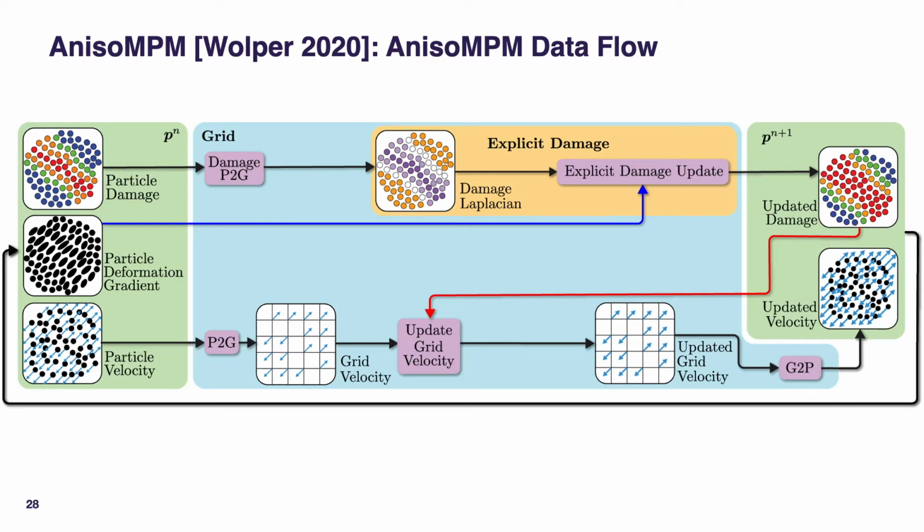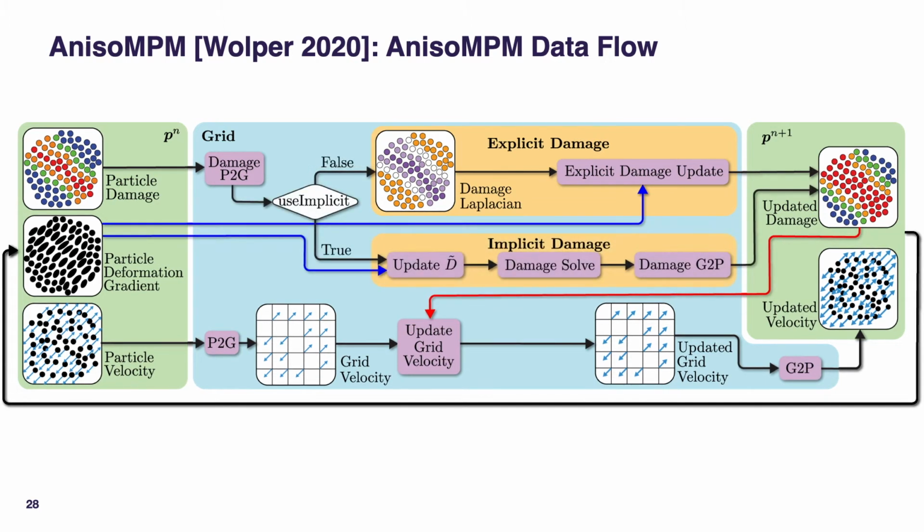We use the current particle deformation gradients to update damage, and then damage is used to update grid velocity through elasticity degradation. In AnisoMPM, we also present a method for evolving damage using implicit time integration, using a similar data flow. And finally, note that our inextensibility solver is implemented as a hard constraint on updated grid velocity, and we show this in the momentum pipeline, but more on inextensibility when we talk about elasticity.